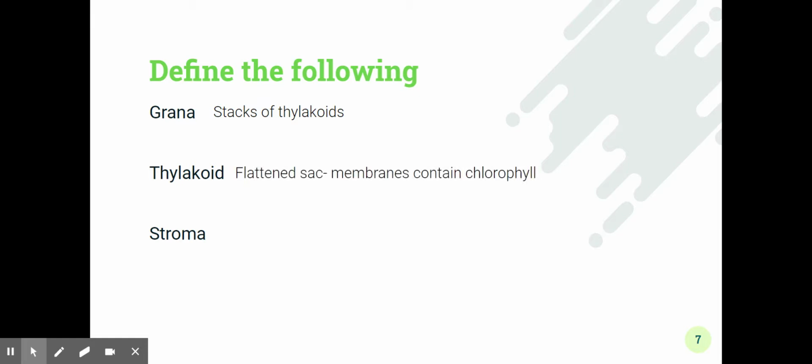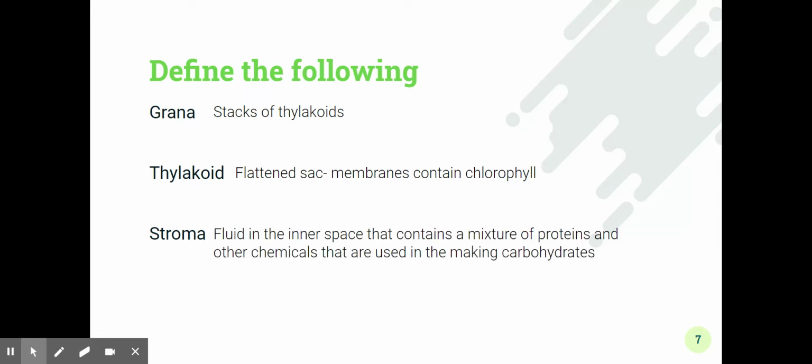The thylakoid is the flattened sac, the green sac that you saw in the picture or whatever you drew. This is where chlorophyll is, and this is a pigment that we're going to talk a lot about. The stroma, which I also asked you to make sure you labeled, is the fluid in the inner space. The reason this is important is it contains proteins and other chemicals that are helping drive the making of carbohydrates. There are processes that occur in the stroma, so we need to know where it is and what it does.